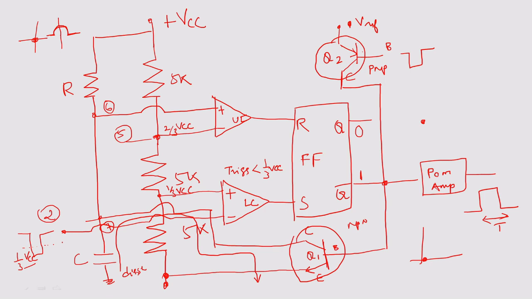So at that time, what happens? This will be on, right? That means Q will be 1 and Q bar will be 0. This makes your Q1 transistor go off. Q1 will go to the off condition, right?